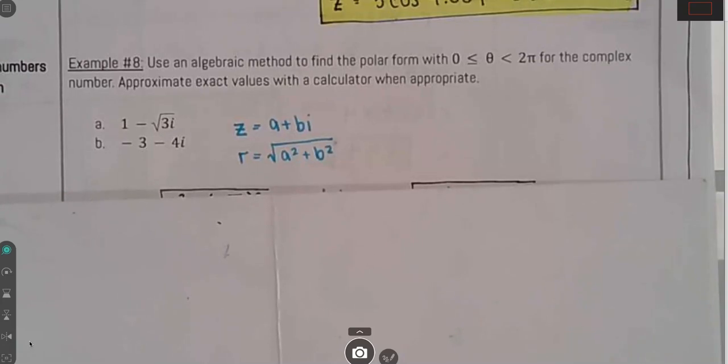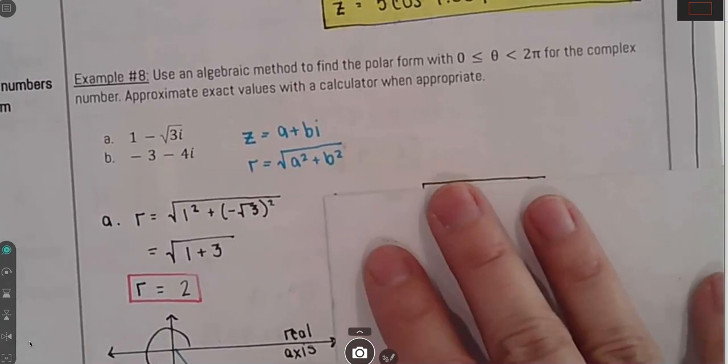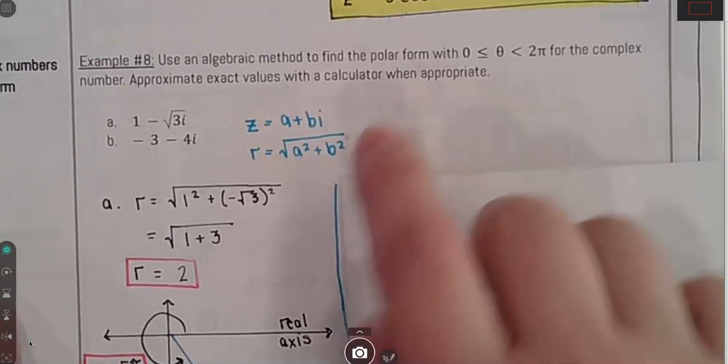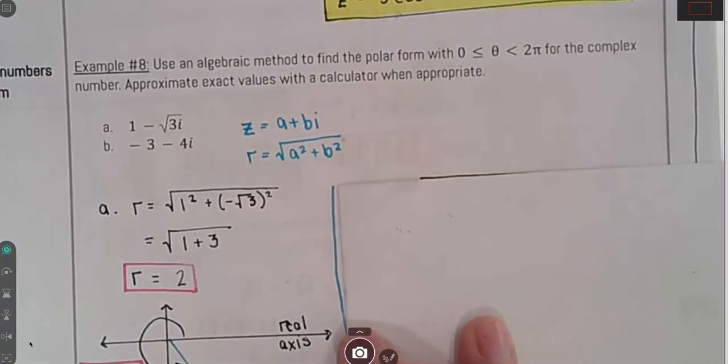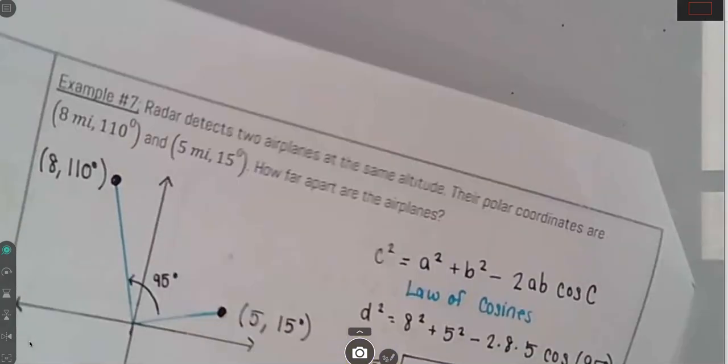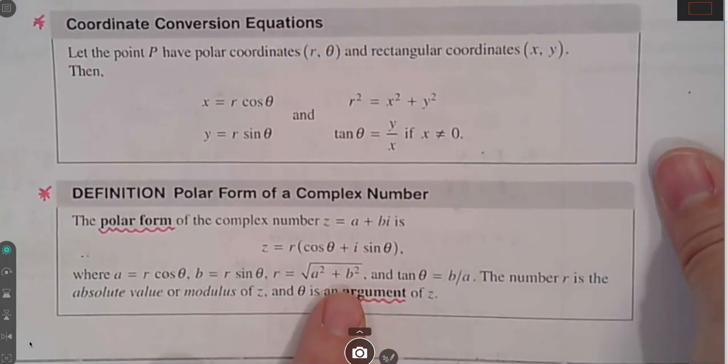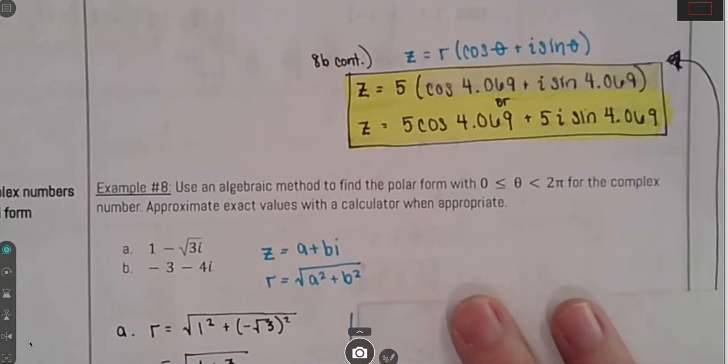Let's do A first. So for A, we're going to be using these two equations, which appear on the very first page. Let's see if I can find them for you. Right here. Okay. I wrote them here so that I wouldn't have to keep going back to the front page.